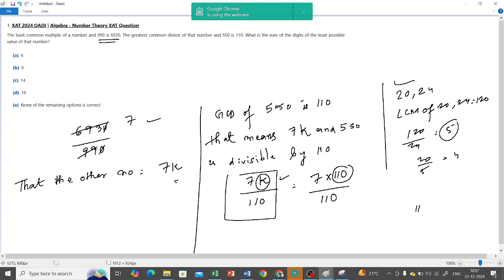Because 110 is a multiple of 10, any number multiplied should give a multiple of 10. Take k as 1, 2, 3, 4, 5, 6, anything, and you will not get a number which ends in 0 and is divisible by 110. So k has to be 110, then 770 divided by 110 is 7. So the least possible value is 770, and the sum of its digits is 7 plus 7 plus 0, which is 14.